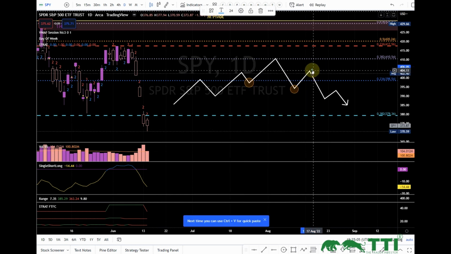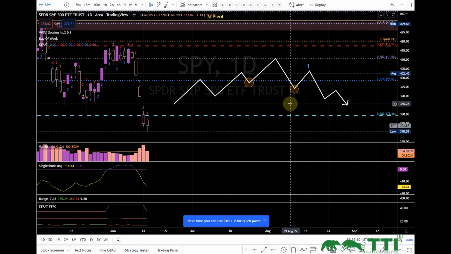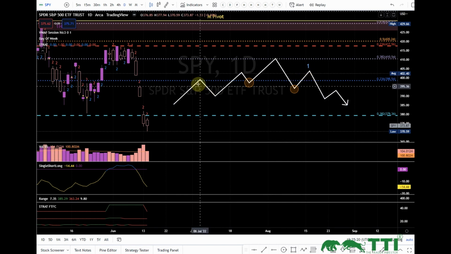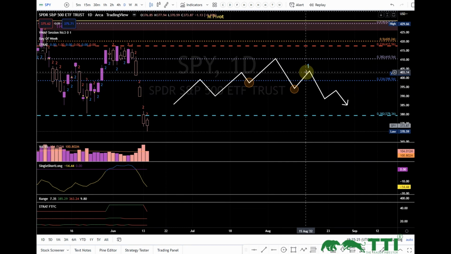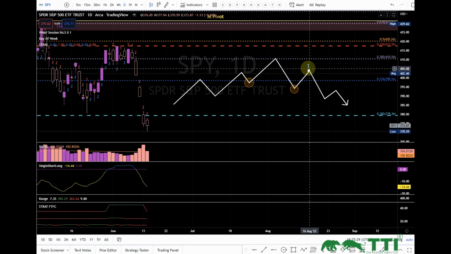A 1 means I have my first opposite direction: a lower low, lower high or higher low, depending on which side you're going. So this 1 represents the first lower high. We've had higher highs, right? Highs have been going up. The first on the opposite direction, after you break this low. So that's your 1.